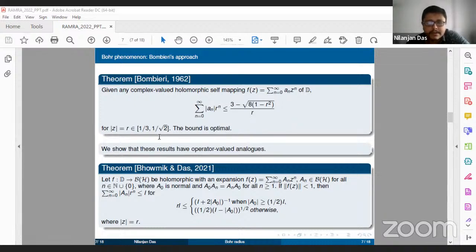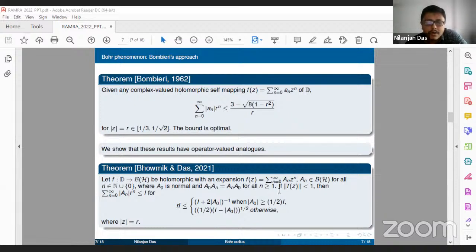So what we have done, we have considered some operator valued analogs of Bohr's theorem, Bombieri's theorem and its corollaries. So we have taken operator valued holomorphic functions, functions which map D inside B(H), the space of bounded linear operators, with the Taylor expansion sum over n equals 0 to infinity a_n z to the power n, and with some additional assumptions. While a_0, the first operator coefficient, is a normal operator, and this commutes with every other coefficient.